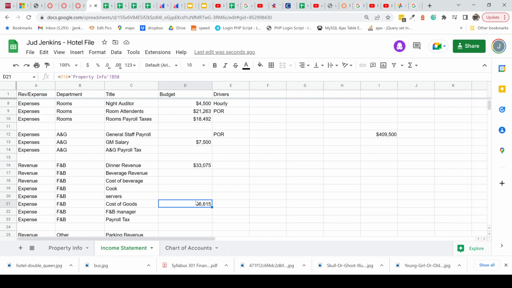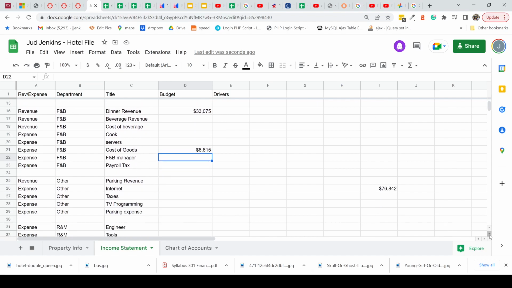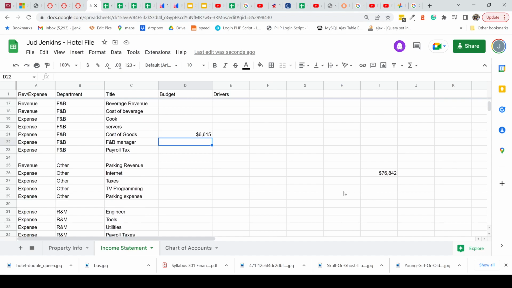All right, you should now be able to do cost of beverage. You should be able to do the beverage revenue. You should be able to do the cook and the servers and the F&B manager. F&B manager is a salary position. So again, remember to divide it by 12. All right, try to get that far, and we'll do the rest in class tomorrow, and we'll work through it.